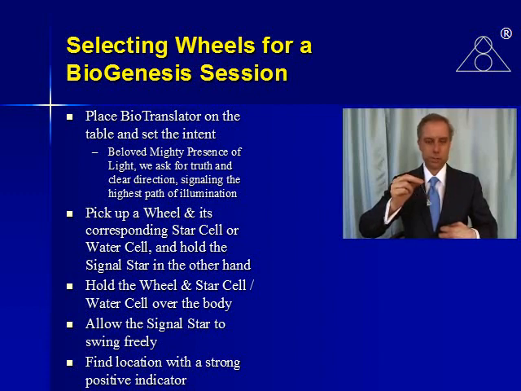So you will do this. Take one of the wheels and the star cell or water cell with it. Hold it along the central core or along the side of the body that's relevant for that wheel and star cell. Then slowly move it around until your signal star has a strong positive indicator. Keep it there until your signal star stops swinging, stops moving. Now your signal star may switch from positive to negative to neutral, back to positive, but eventually it will stop moving. And once it stops moving, then you're done with the practice.